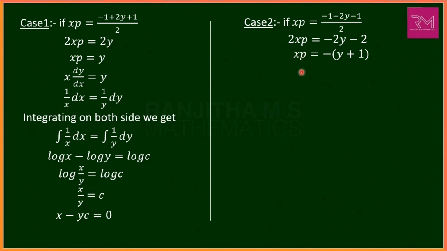Next, substitute in the place of p as dy by dx, we get x into dy by dx which is equal to minus of y plus 1. Here take x term one side and y term on the other side, we get minus 1 by 1 plus y into dy which is equal to, if we take this value to the right hand side, that becomes 1 by x into dx.